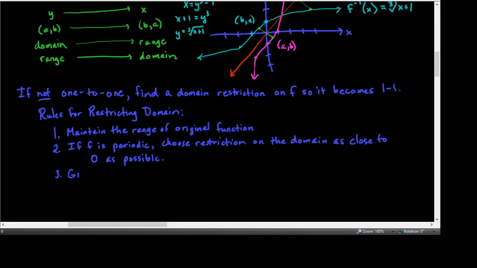Now, if you are as close to 0 as you can be for a periodic function, or a lot of other functions, number 3 is also important. But if you're given equally valid choices, where x is negative or positive, choose positive x values.